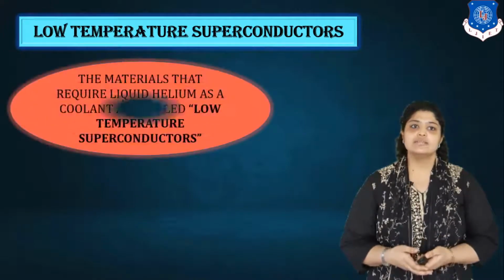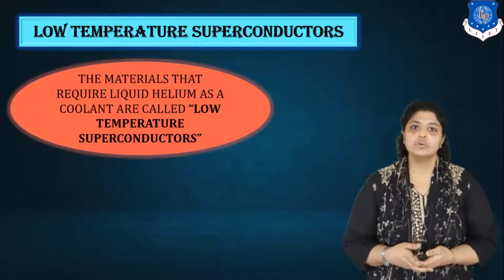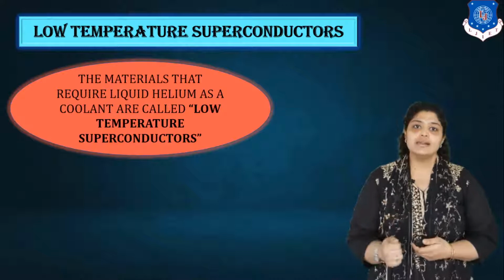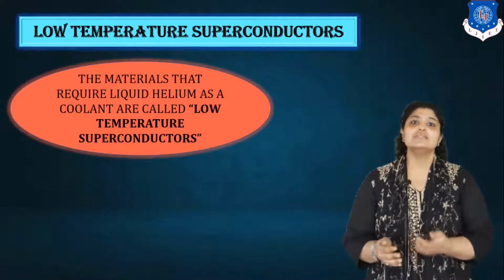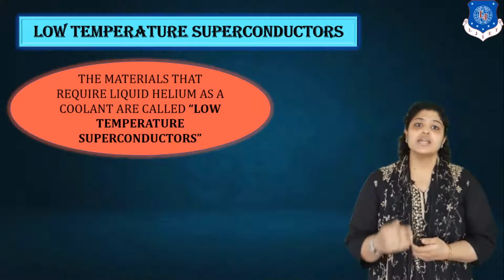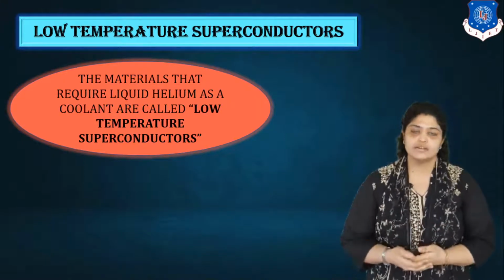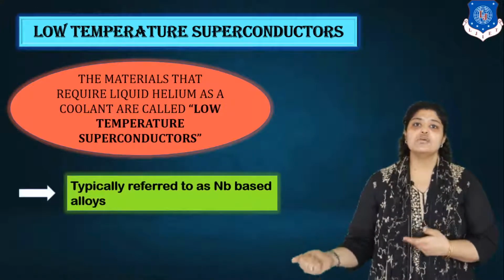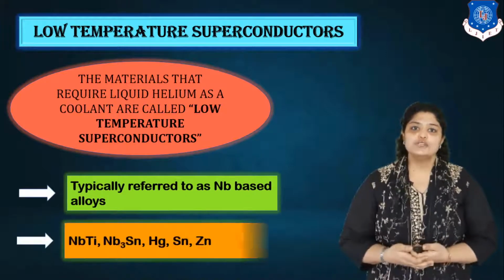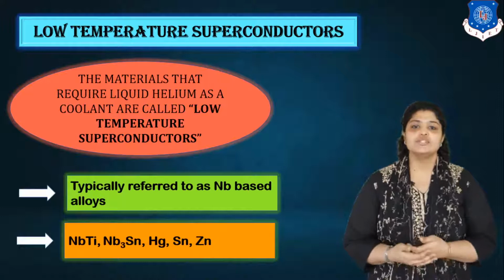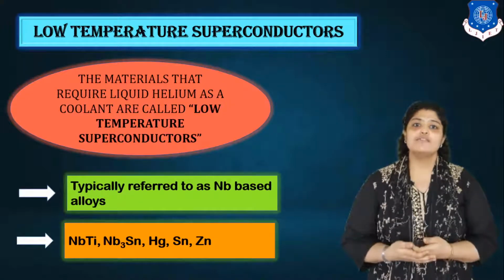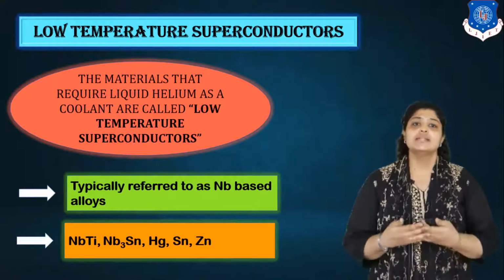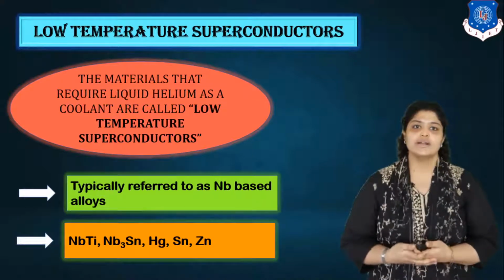They are the superconductors which use liquid helium as a coolant to achieve superconductivity. Why specifically liquid helium? Because liquid helium has a temperature as low as 4 Kelvin. So they use liquid helium to cool down and achieve superconductivity. There are many examples of low temperature superconductors, but mostly they are known as niobium based alloys. Some examples are NbTi, which is an alloy of niobium titanium, then Nb3Sn, which is an alloy of niobium tin, then you have mercury, vanadium, zinc.